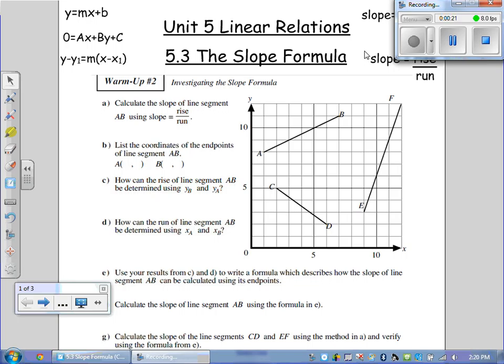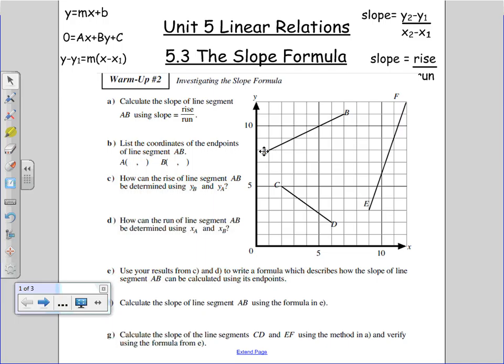So the run is 1, 2, 3, 4, 5, 6. That's your run. And your rise is 1, 2, 3. So your slope is just 3 divided by 6. Slope is equal to rise over run. We counted it was 6 as the run, 3 as the rise. Or 0.5. So your slope is equal to 0.5.